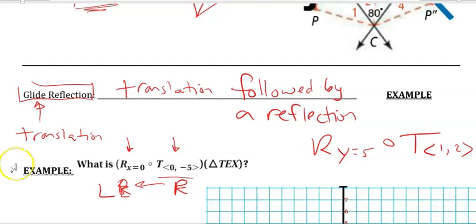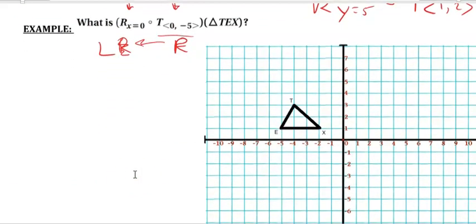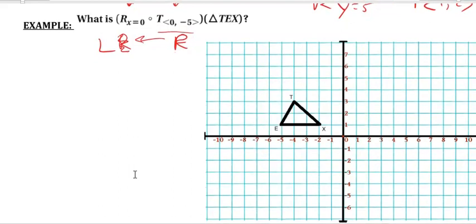So let's say we are doing a glide reflection right here. The first thing says we are going to glide 0, -5. So that means what? Student sitting right in front of me, you. Go down. Go down by how much? Great. So we're going to take these points and we're going to go down by 5.